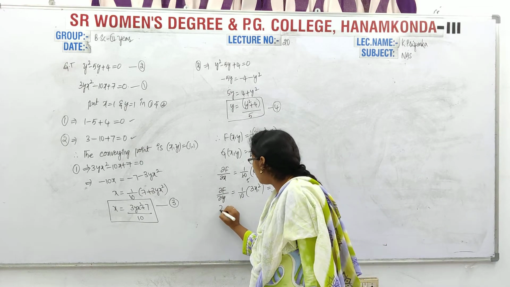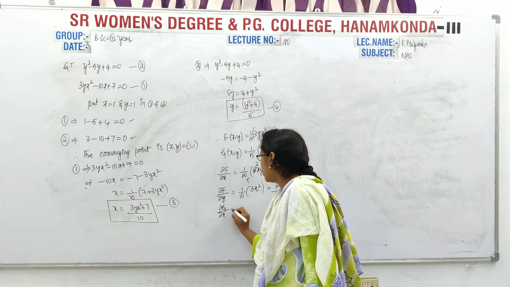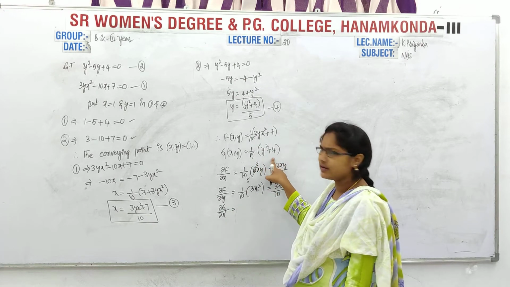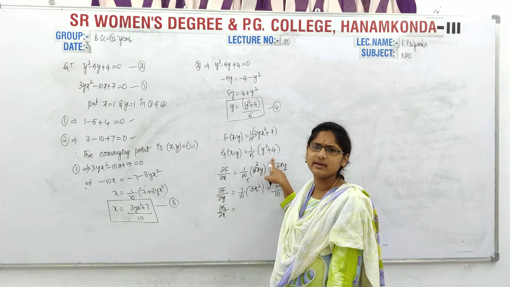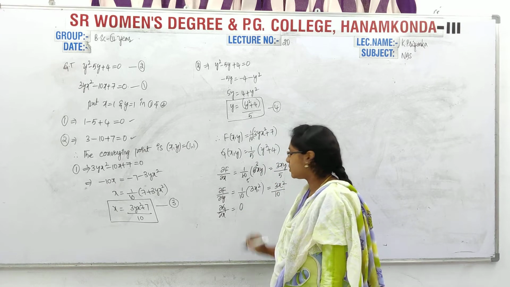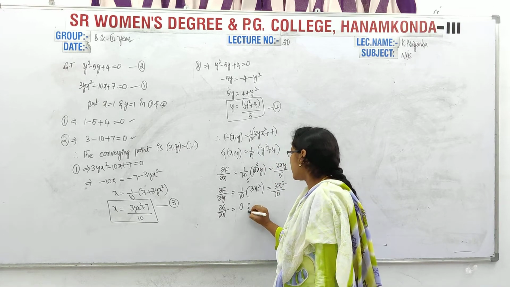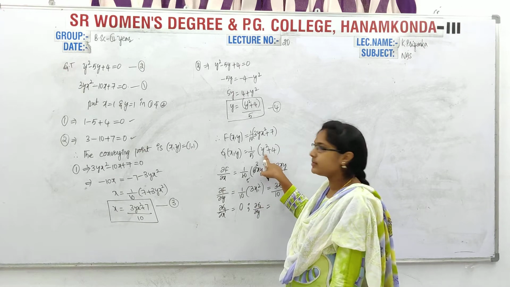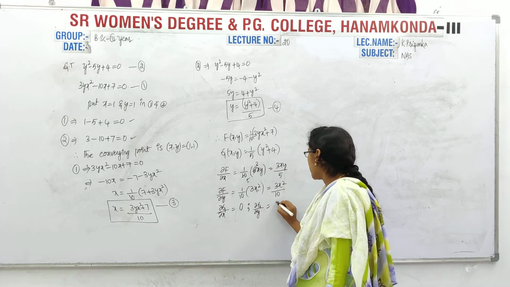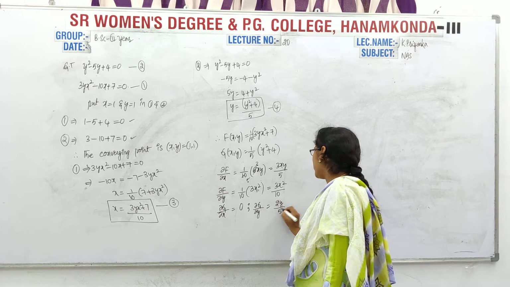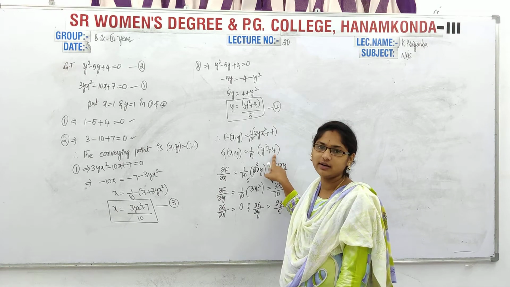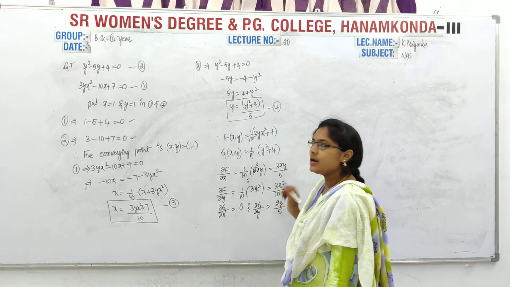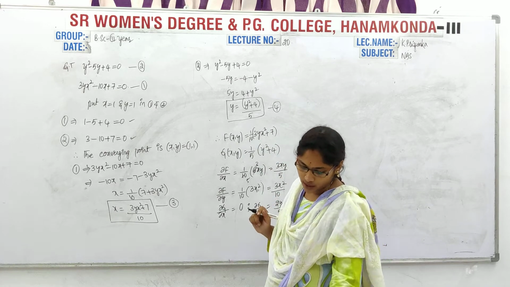Similarly dou g by dou x. What we get here? Here we don't have any x term. That's why it is equal to 0. Next one, dou g by dou y. With respect to y, y square is 2y. So 2y by 5, because 4 is a constant. Derivative of a constant is 0. Now clearly I have all the values.